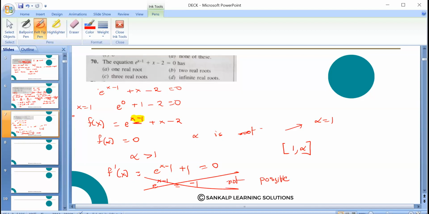So no root. No other root we have. That means we have only x equal to 1. Only one real root, that is a.